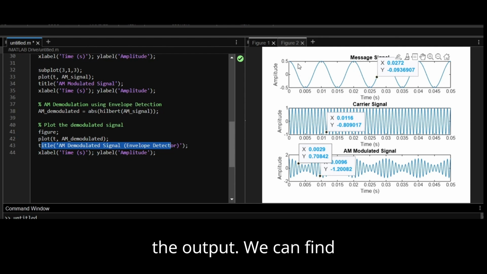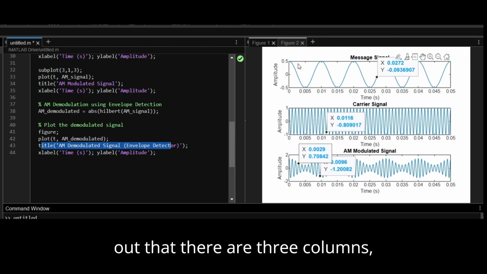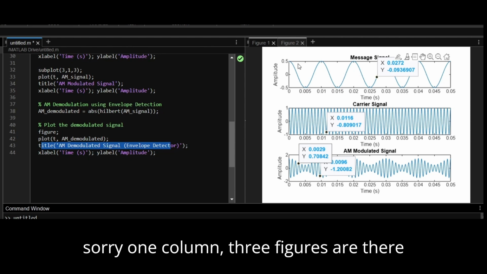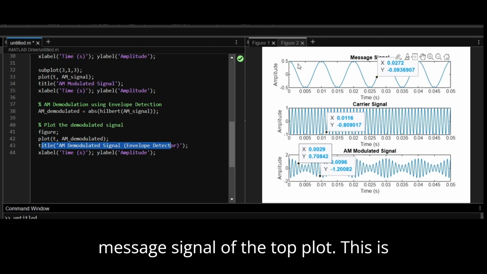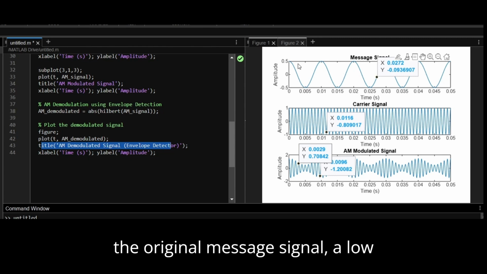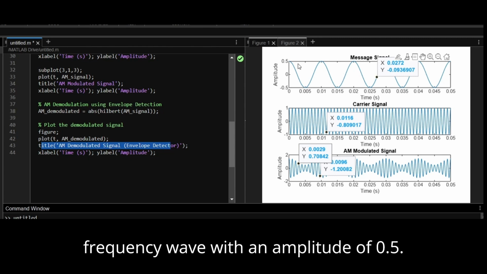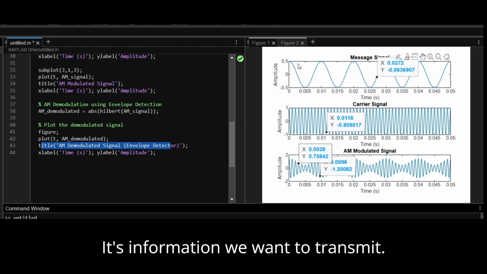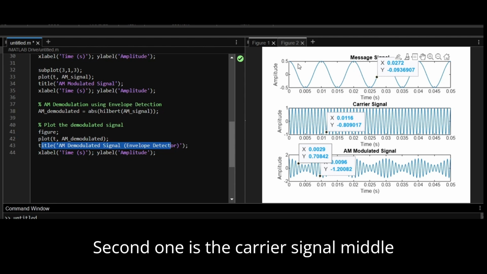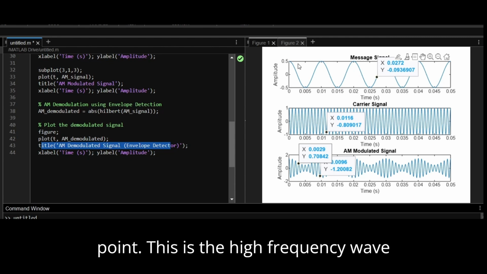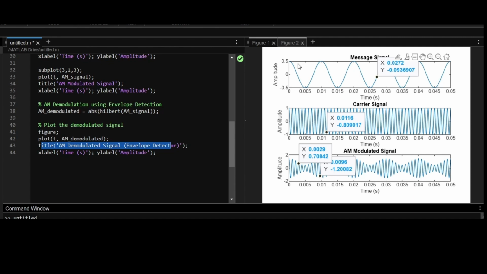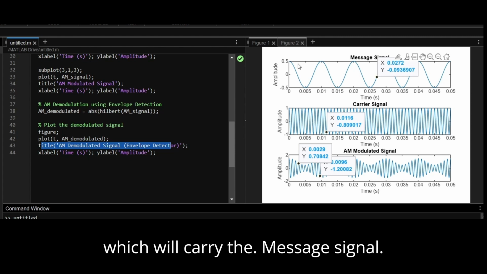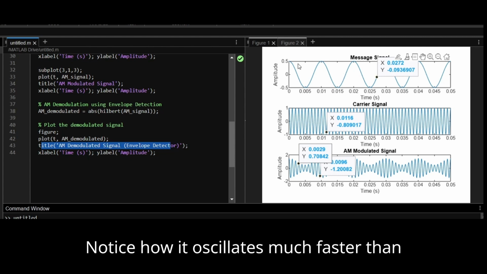We can see that there are 3 figures in one column. The first one is the message signal, the top plot. This is the original message signal, a low frequency wave with an amplitude of 0.5. It's the information we want to transmit. The second one is the carrier signal, the middle plot. This is the high frequency wave with an amplitude of 1, which will carry the message signal. Notice how it oscillates much faster than the message signal.